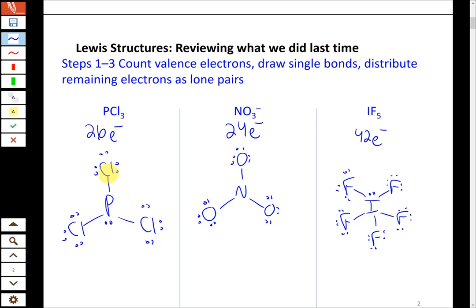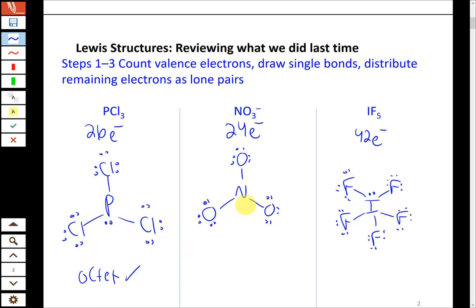So if we look at these 3 structures, in PCl3, the octets of all the atoms are maintained, because each chlorine has a single bond and the 3 lone pairs for a total of 8: 6 non-bonding electrons, 2 bonding electrons, and we completed the octet of chlorine. And then if we look at our central atom, it has 2, 4, 6 electrons that are shared in bonds, and then 2 more as a non-bonding pair, so that's also a total of 8. So this one, the octet, we're good to go.